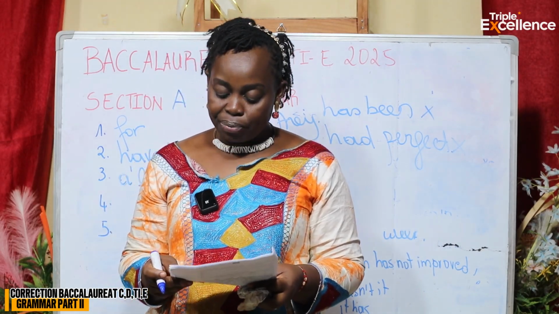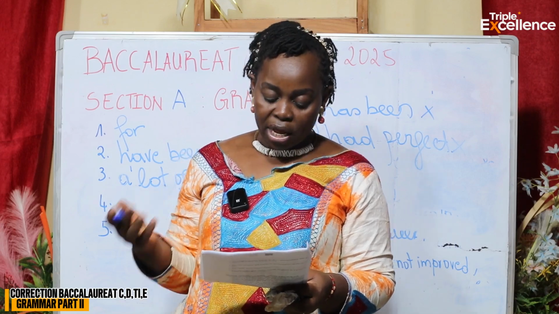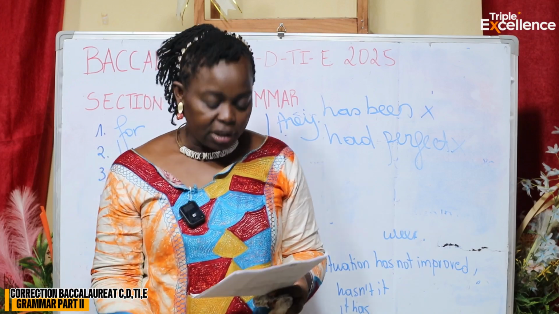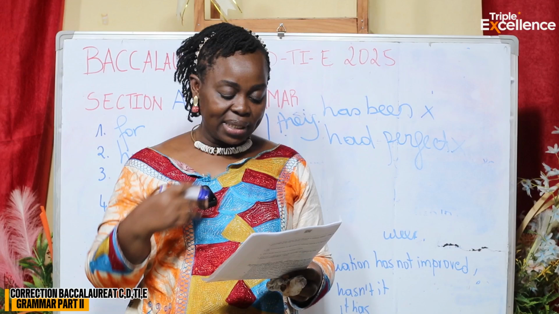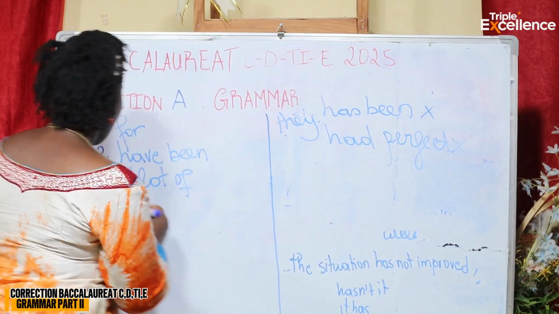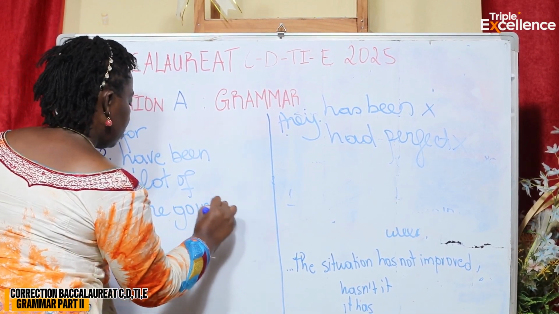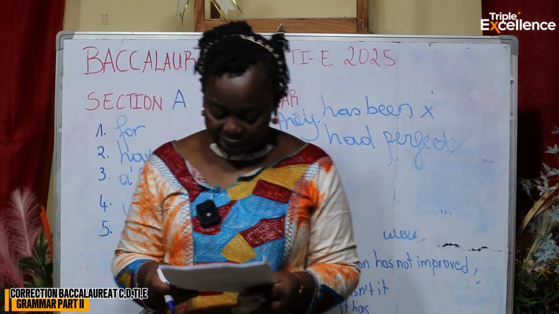The government had promised that they dash in bracket were going, are going, is going. It's a promise in the past, so we cannot use are going or is going. No, the correct option is were going. Something they promised but they did not respect.